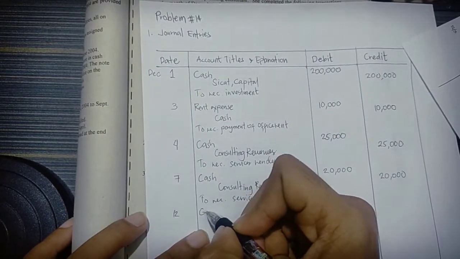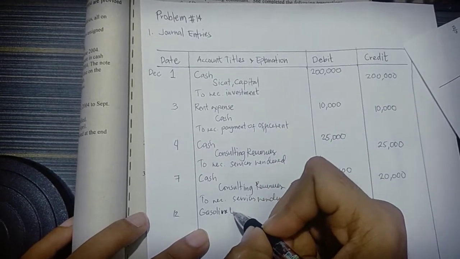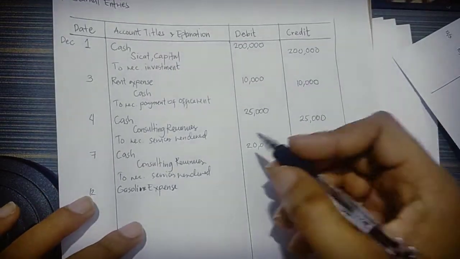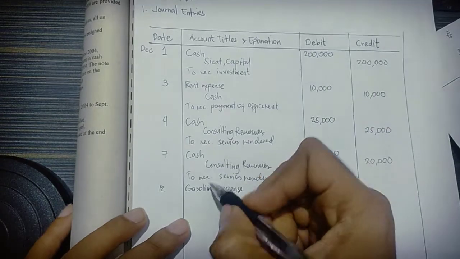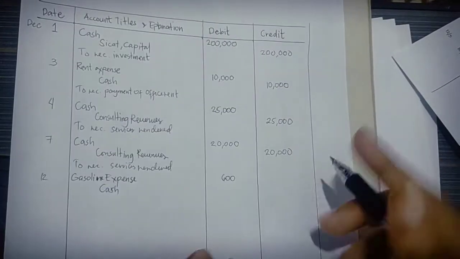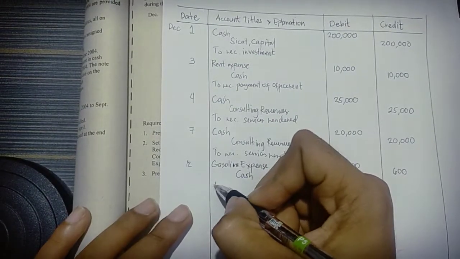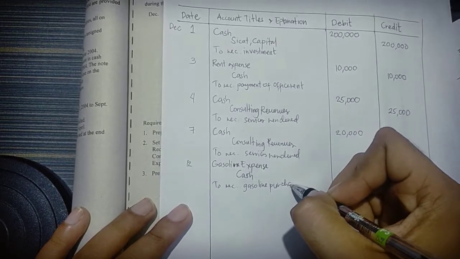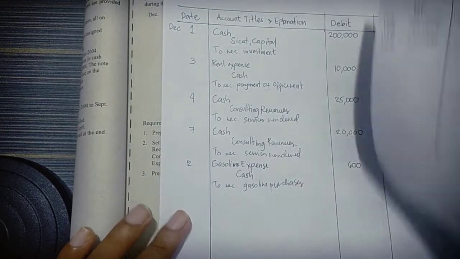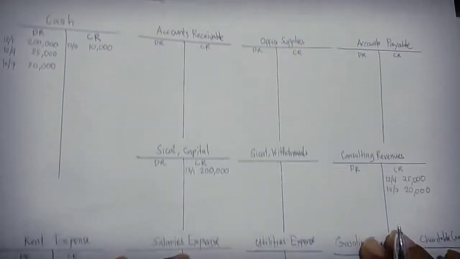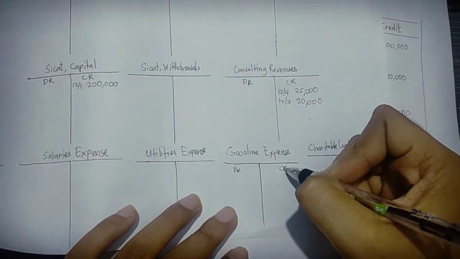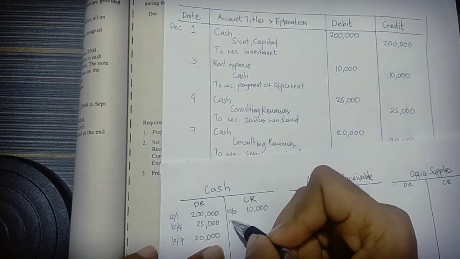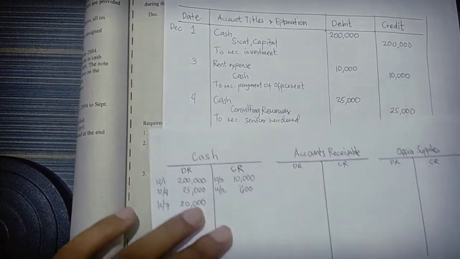December 12, debit gasoline expense. How much? That is 600 pesos. Then credit cash, 600. So to record gasoline purchases, then reflect here sa ating T accounts, gasoline expense, debit side, 600. Tapos credit cash, 600 pesos.